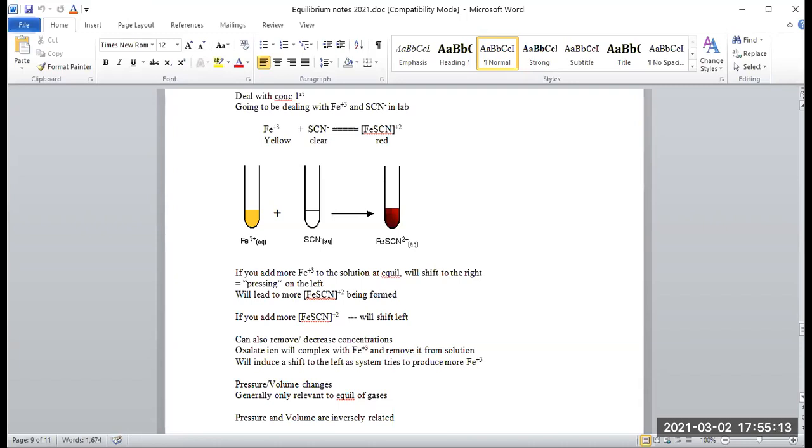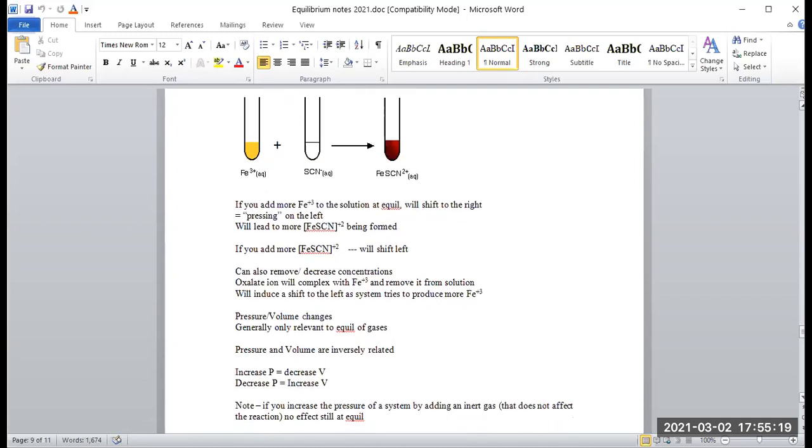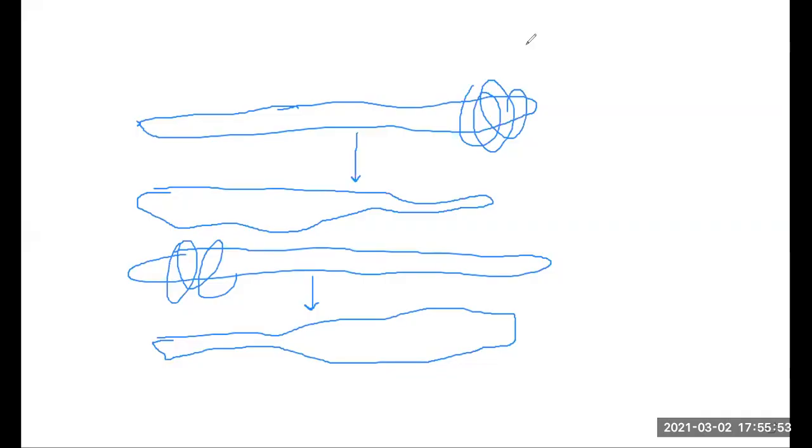What about more indirect things? You can decrease concentrations by adding things that will react with your existing molecules. So oxalate, C2O4 -2, is something that sticks to iron. So let me hop back over to my whiteboard and get rid of all my scribbles.